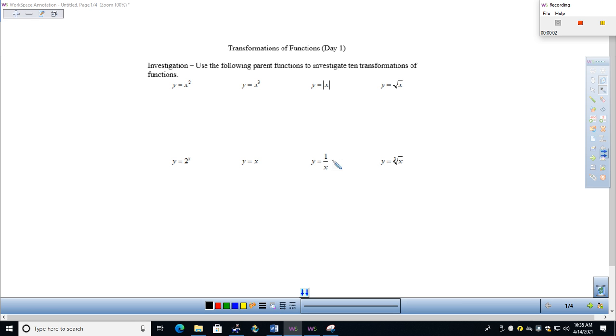Welcome everyone. Today's lesson is entitled Transformations of Functions Day 1. It actually should be noted right off the bat here that we're going to be investigating 10 transformations over these next 2 days. We're going to take a look at 6 today and 4 tomorrow.